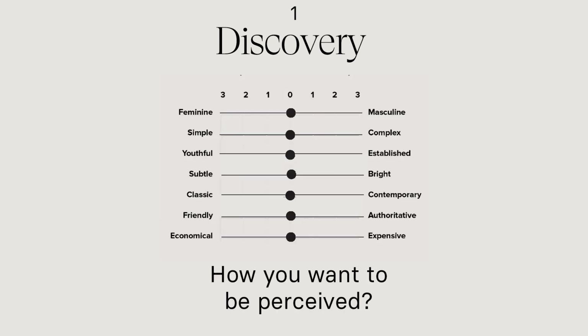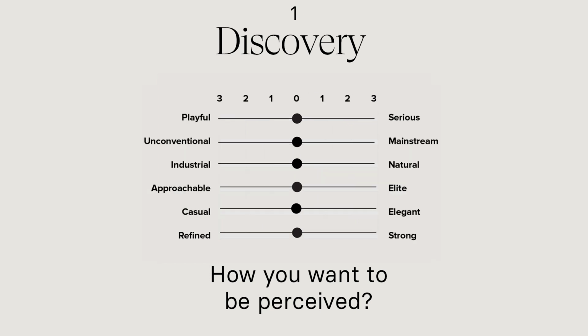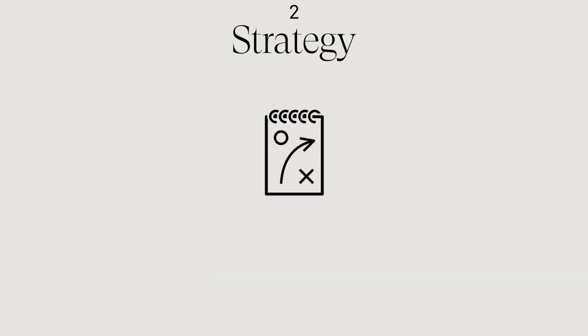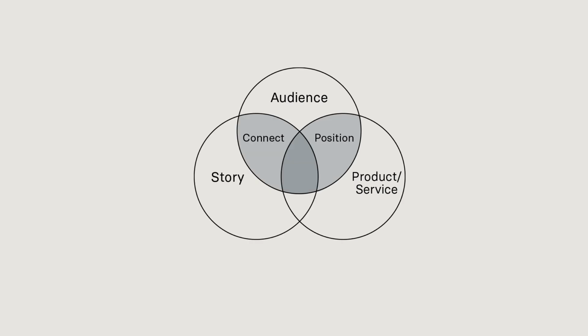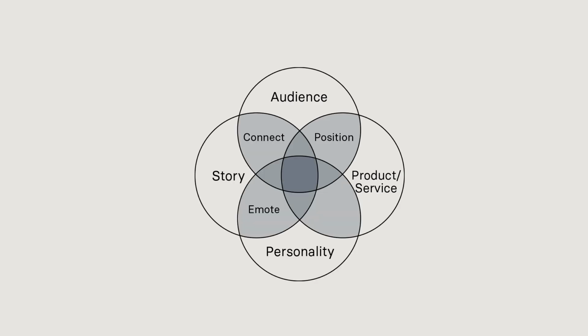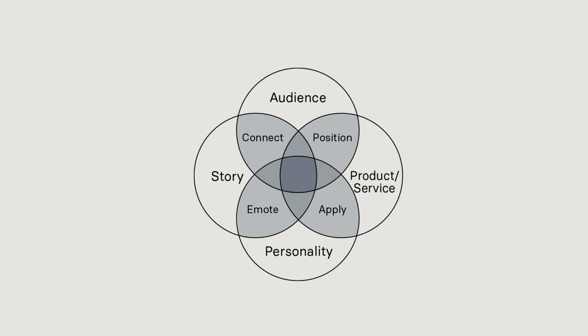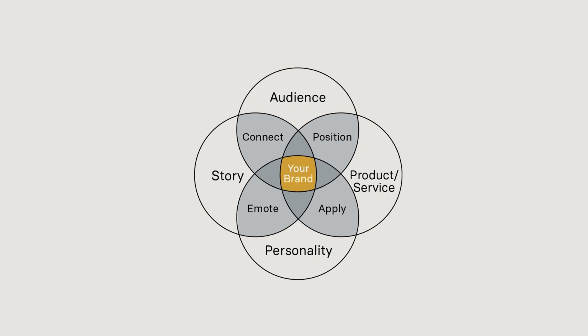We then ask you to move these brand personality sliders so that you can tell us how you want your brand to be perceived. Step 2 is strategy, where we lay out the direction on how your brand should look, act, and sound like. First, we take your product and position it to attract a particular audience who connects with your brand story, and that story emotes with a unique personality which then gets applied back to your product. And that's what makes up your brand.